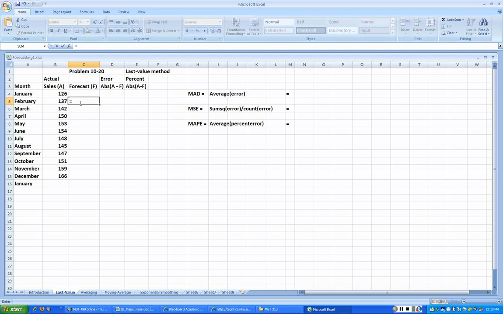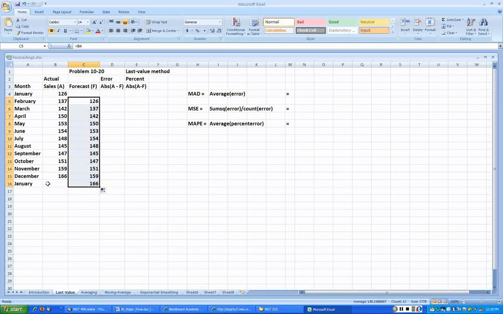So this forecast is the same as what happened yesterday. That's the actual, 126. Then just copy the formula down, take it all the way, and this would be your forecast. The forecast for January of the next year would be 166.